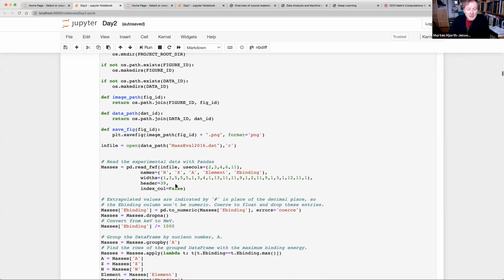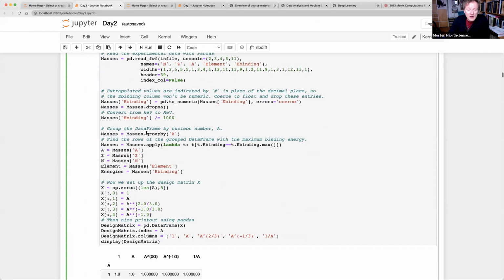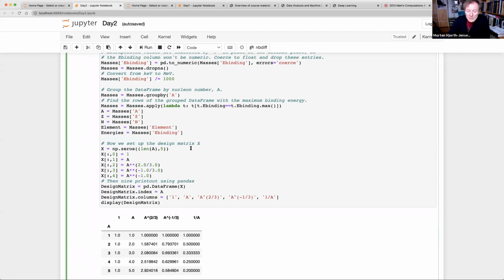I love using pandas, as I said, and that allows me to read in and format the different columns and the data which I'm interested in. This file has tons of columns, but I'm only interested in a few of them. I'm interested in the binding energies because I want to make a fit. I want to group everything by the number of nucleons, so I'm going to make a simpler fit. I'm a little bit agnostic to the difference in neutrons and protons, but I'm also interested in writing out the number of neutrons and protons. I have the element number.